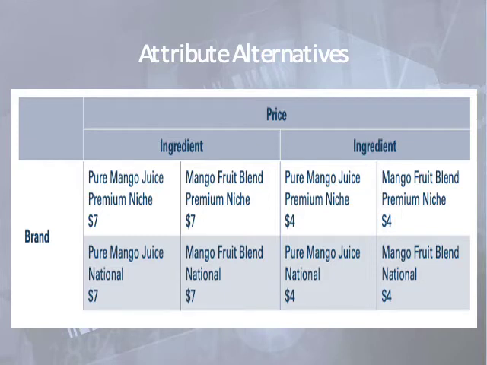Mao ni ang pwede nimo i-offer, kining walo ka buok, no? Tag $7 nga premium niche pure, or tag $7 nga mango fruit blend nga premium niche nga brand. So mao na siya ang different attribute alternatives that you can offer in the market. Okay?